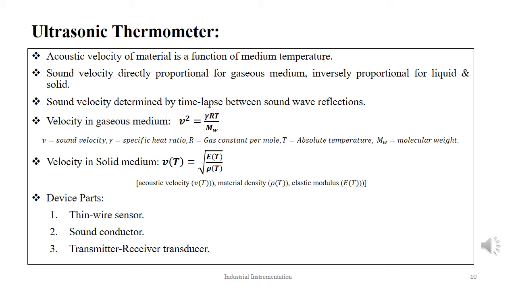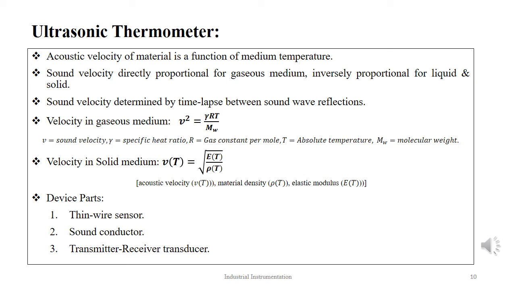The acoustic velocity is detected by immersing a rod or a wire into the fluid or by using the medium itself. The measurement is carried out by measuring the time difference between the consecutive sound wave reflections. The device effectively has three parts: thin wire sensor, sound conductor, and transmitter receiver transducer. The thin wire is immersed in the medium and this senses the acoustic velocity.